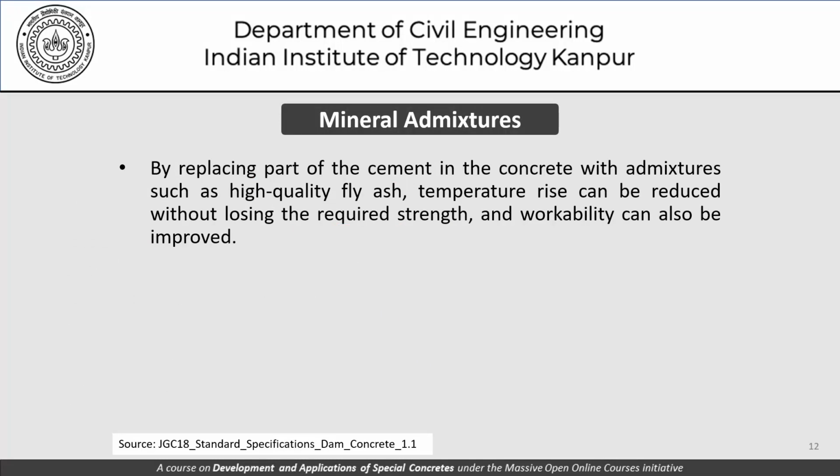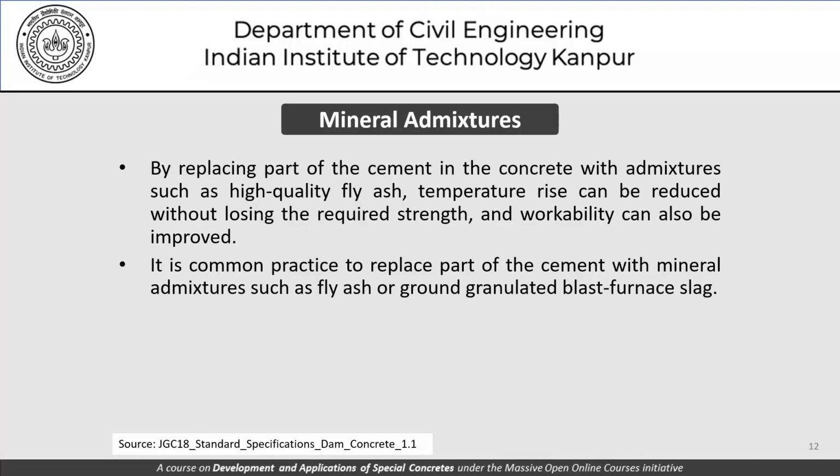As far as mineral admixtures are concerned, by replacing a part of the cement in the concrete with admixtures such as high quality fly ash, the temperature rise can be reduced without losing the strength, and workability can also be improved. It's common practice to replace a part of the cement with mineral admixtures such as fly ash or ground granulated blast furnace slag. The kind of replacement that is possible, whether you use one or the other mineral admixture, would depend on the kind of admixture being used.